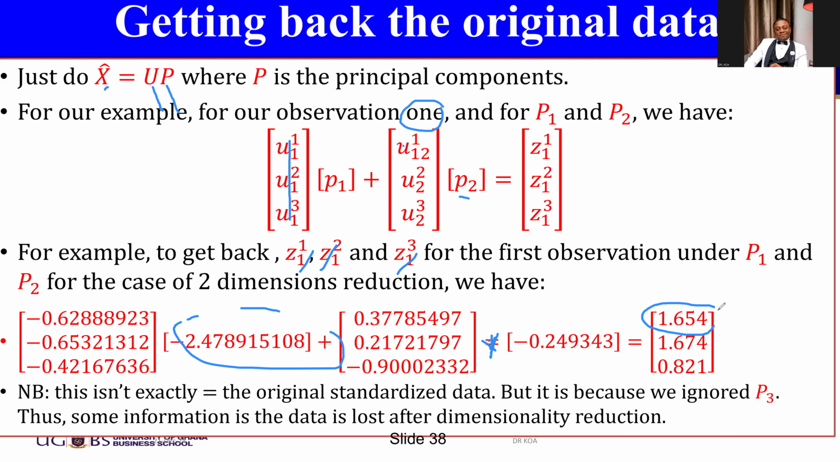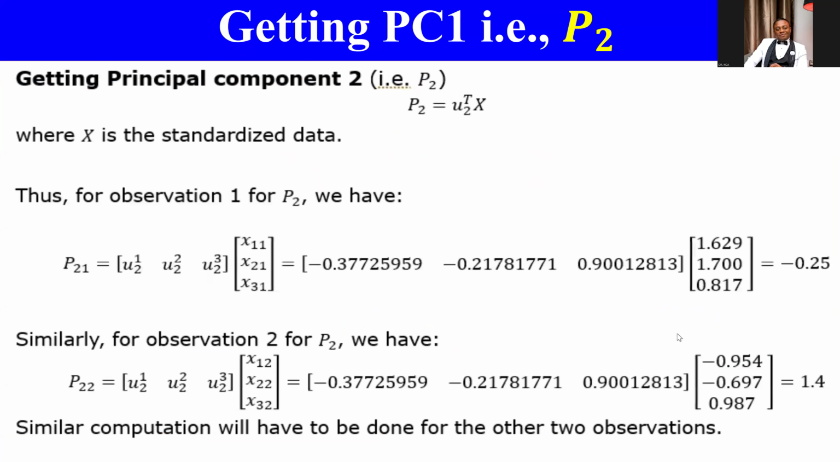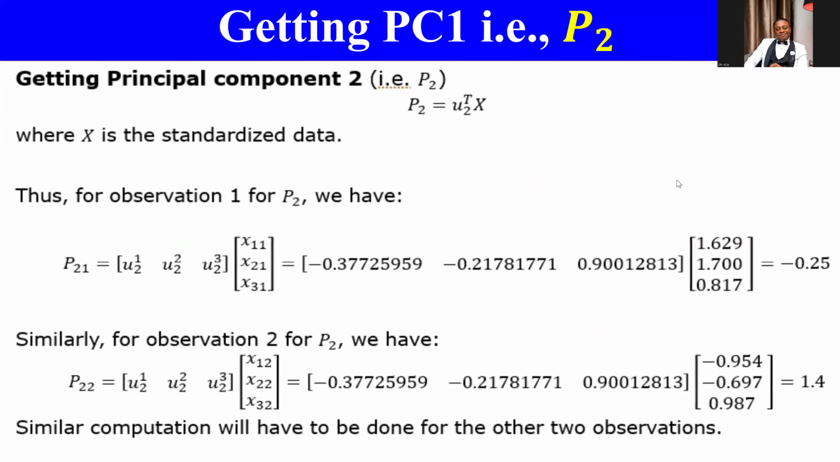You get 1.65, 1.67, and then 1.821. So this should meet the Z values that we had before. The question is, do they meet it? Let's go and check the Z values. Remember, it's 1.65, 1.67. Okay, but the Z values, where are they? These are the Z values. We don't have 1.65, but it's close. The other one was 1.67. Here we have 1.70. Why the difference?